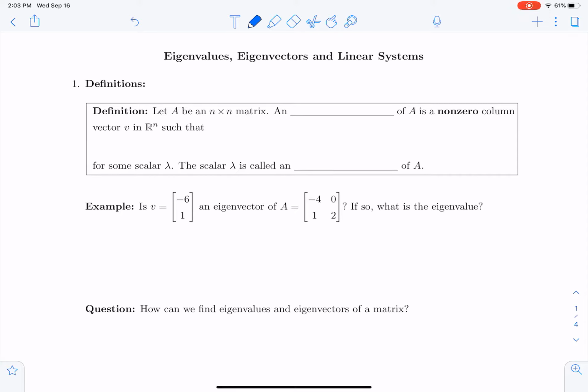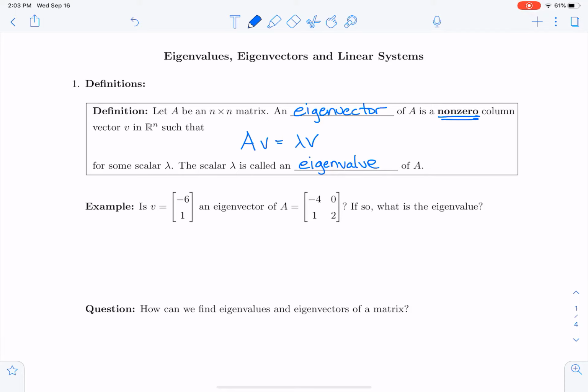So we're going to let A be an n by n matrix, and an eigenvector of A is going to be a non-zero column vector V in Rn such that A times V is equal to lambda times V. And here, A is a matrix, V is a vector, and lambda is a scalar, or just a number. Now, lambda is called the eigenvalue of A.